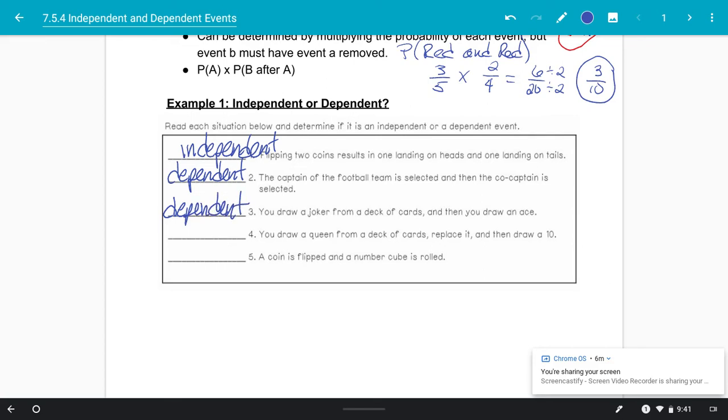If you draw a queen from a deck of cards, replace it, and then draw a 10. So let's think about this. My probability of drawing the queen is 1 out of 52 cards. And then I put it back in. So then I now want to select another card, and I still have that 52 cards in the deck. So that's not going to affect our probability when we draw a 10. So these two things would be considered independent.